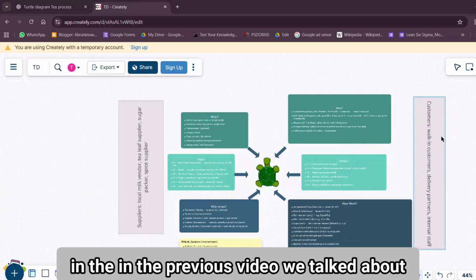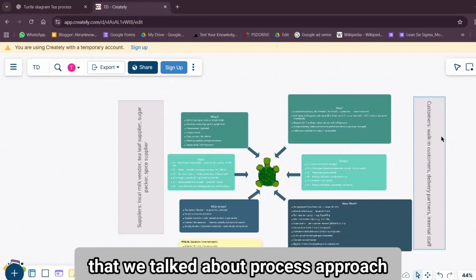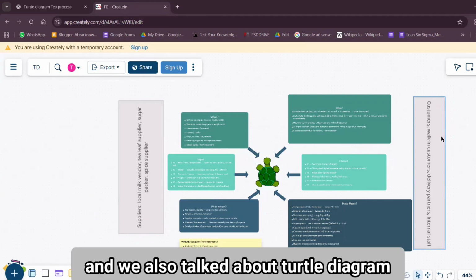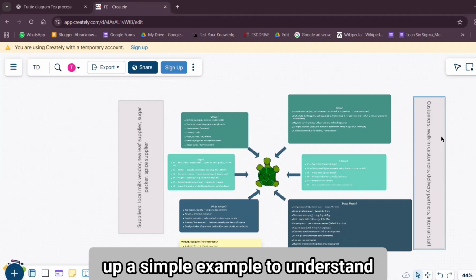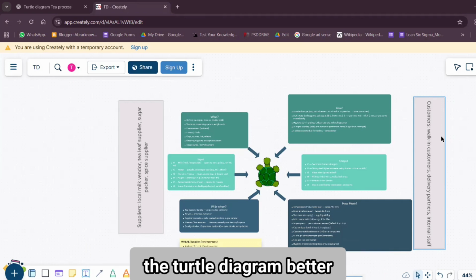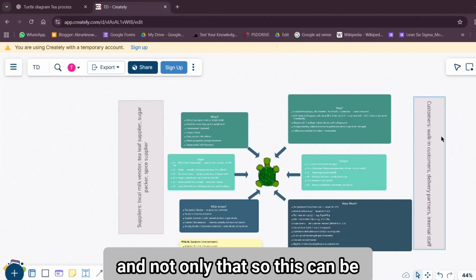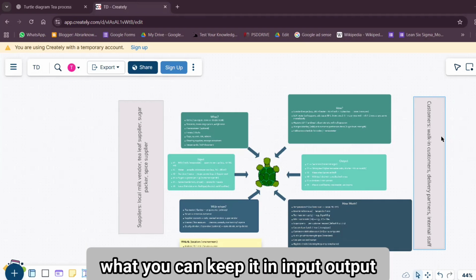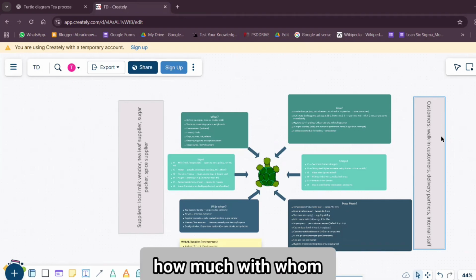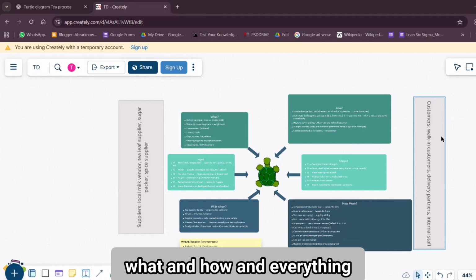All of it comes in the branch of process approach. In the previous video, we talked about the ISO requirement. In that, we talked about process approach, right? So PDCA, and we also talked about the turtle diagram and all that. Now, in this video, I have picked a simple example to understand the turtle diagram better. This can be easily understood, like what you can keep in input, output, how much, with whom, what, and how, and everything. And I also added where and when and everything.